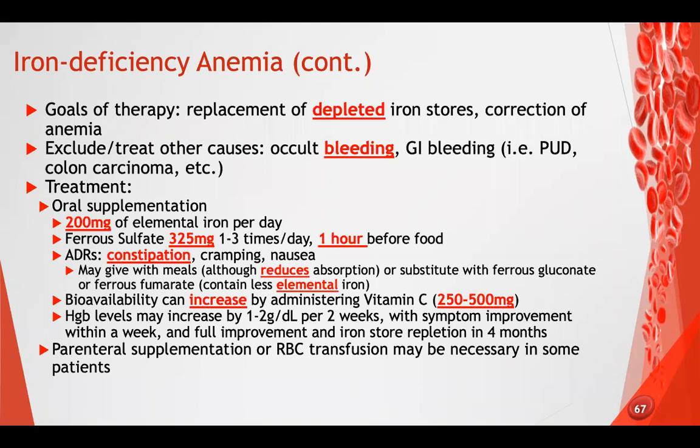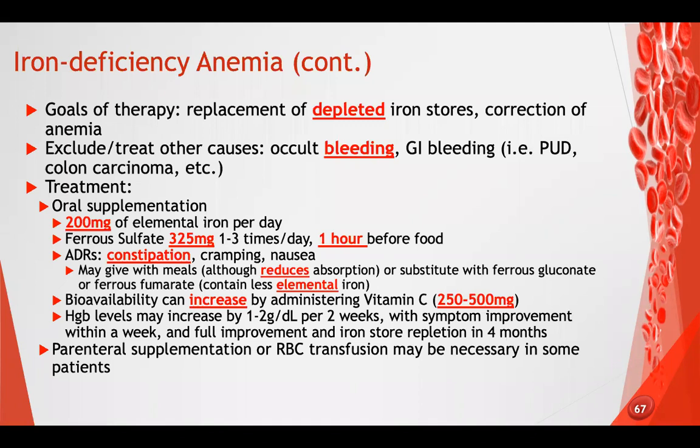So with our iron deficient anemic patients, our goals of therapy would be replacement of that depleted iron stores and correction of the anemia. Of course, we want to exclude or treat other causes. So if there is some occult bleeding or GI bleeding, if they do have that PUD or GERD or anything that could possibly be causing bleeding, we want to make sure that we're treating that.